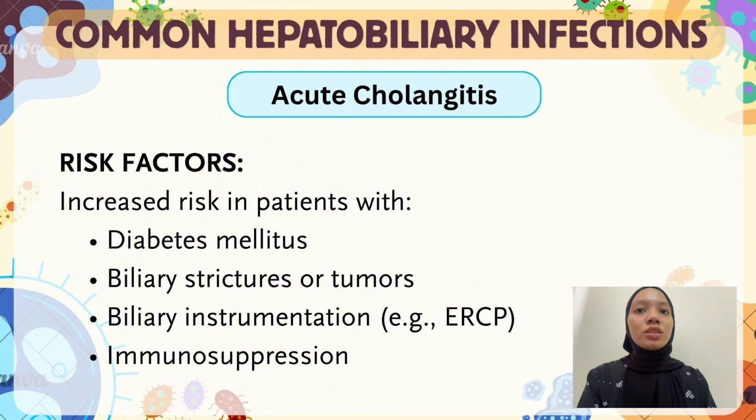Another important risk factor is biliary instrumentation, such as endoscopic retrograde cholangiopancreatography, or ERCP. Although ERCP is a useful diagnostic and therapeutic procedure, it also may introduce bacteria into the biliary system. Lastly, immunosuppression increases susceptibility to acute cholangitis because patients with a weakened immune system, such as those receiving chemotherapy, organ transplant recipients, or individuals with chronic illness, have a reduced ability to fight off infections.